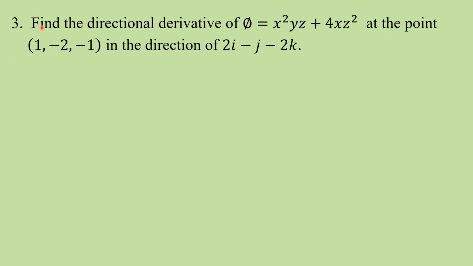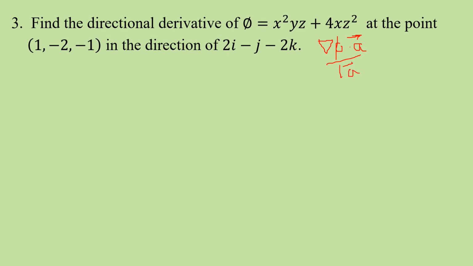Take problem number 3. Find the directional derivative of phi = x^2 yz + 4xz^2 at the point (1, -2, -1) in the direction of 2i - j - 2k. So all of you know that to find the directional derivative of a given surface phi, it should be along the direction of a vector a. The vector a is given: 2i - j - 2k. So we can find del phi dot a cap, that is the directional derivative of phi along a: del phi dot vector a by magnitude of vector a.